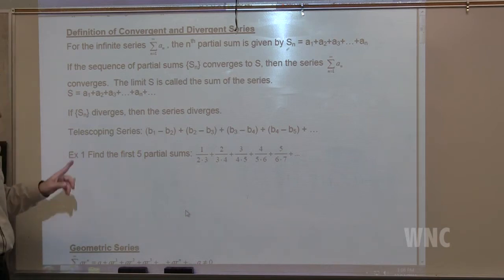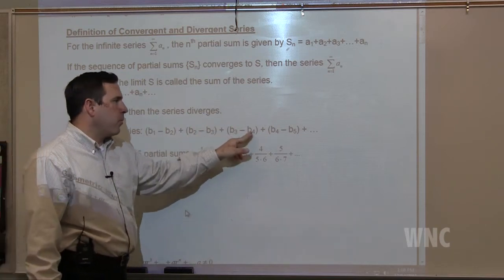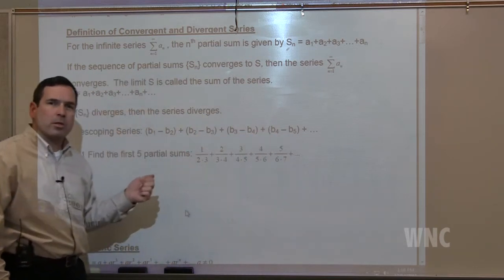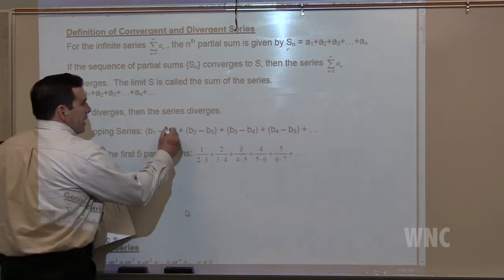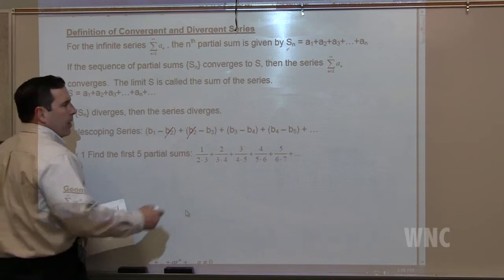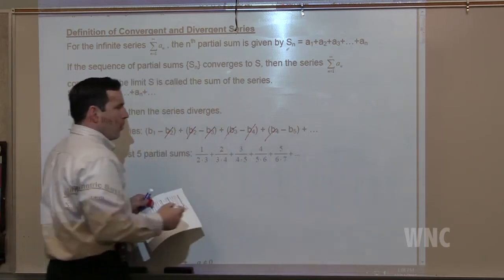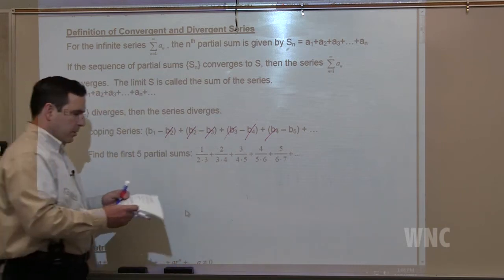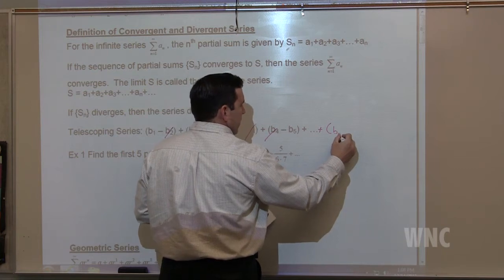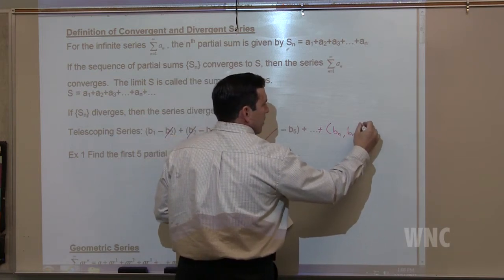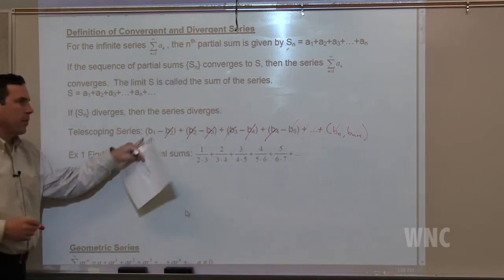Telescoping series, kind of cool. b1 minus b2 plus b2 minus b3 plus b3 minus b4 plus b4 minus b5. It's whenever these terms start canceling out on themselves, so that you have a minus b2 and a plus b2, a minus b3 and a plus b3, a minus b4 and a plus b4. These things are going to cancel out, and you'll end up with plus b sub n, minus b sub n plus 1. So all these things will cancel out, and you'll be left with the first term.